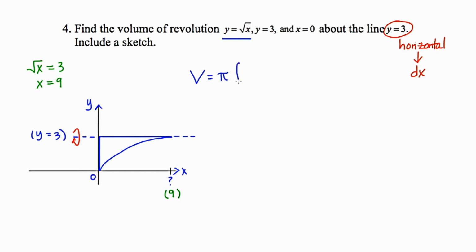We've got our definite integral. The low limit is 0. Our upper limit is 9. We're going to make an expression for our radius, and then we're going to square it. And we also know that this is going to be a dx problem. And because it's a dx problem, that indicates to me that my expression for the radius has to be exclusively in terms of x.